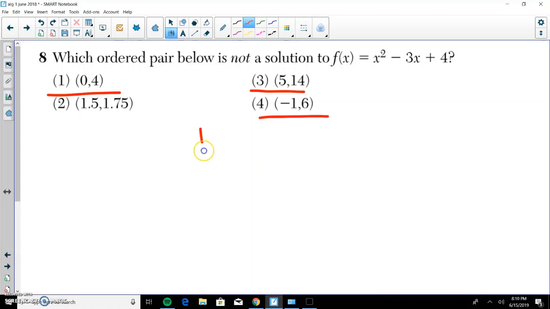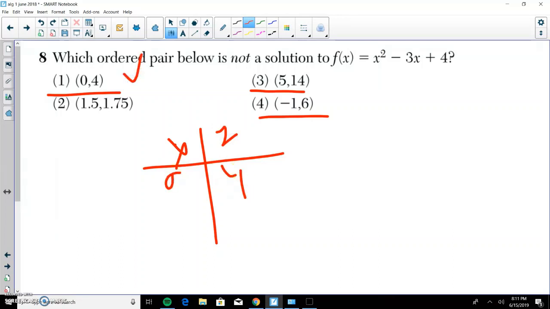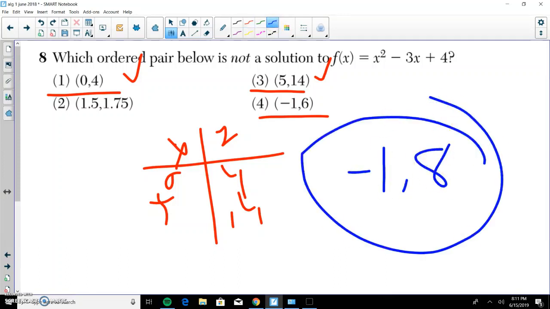So you're going to see x, y: 0, 4. You see 5, 14. And let's see if we see negative 1, 6. We see negative 1, 8, not negative 1, 6.